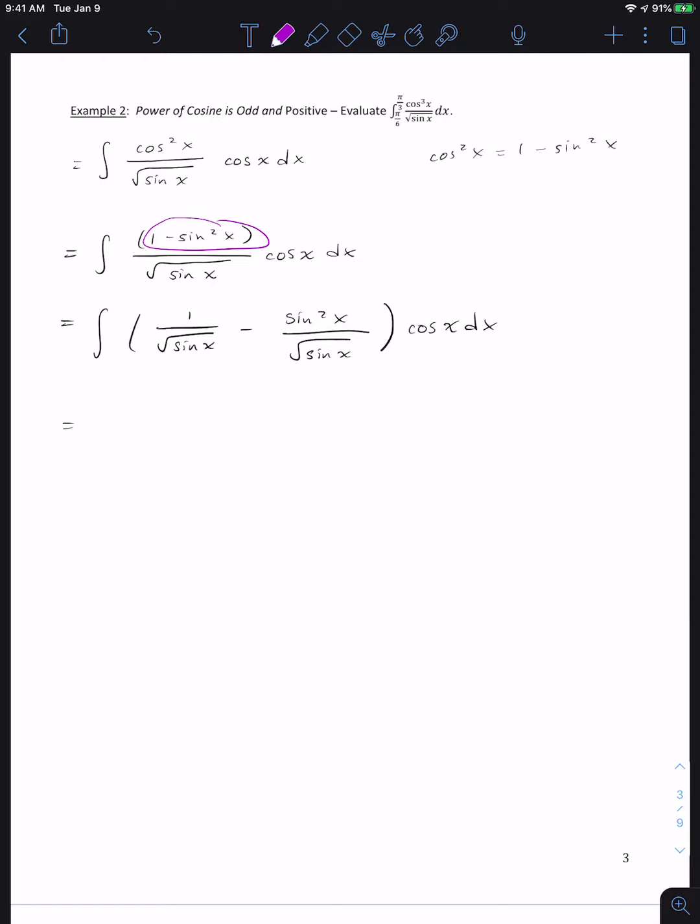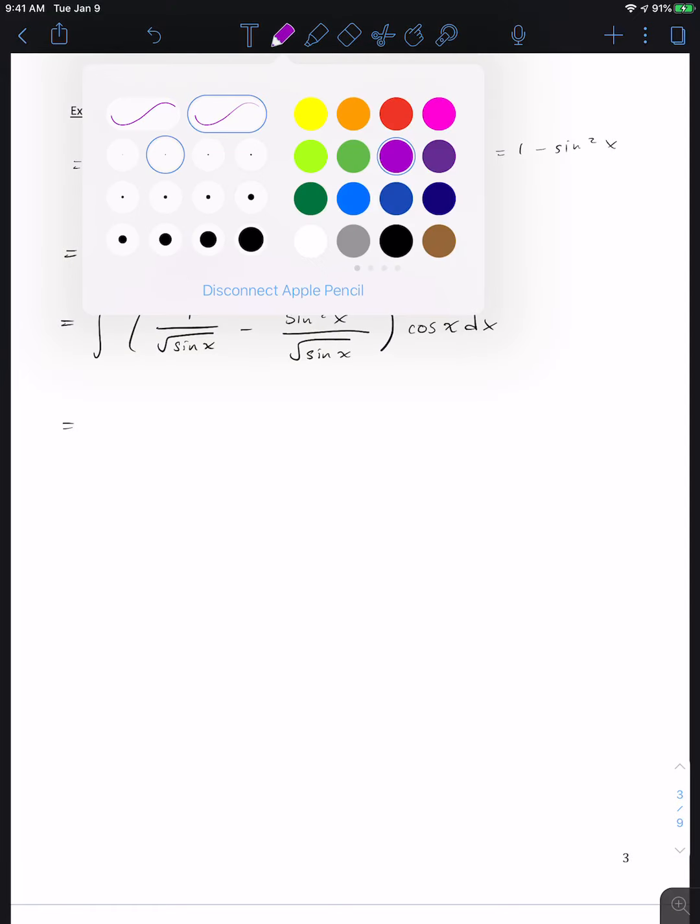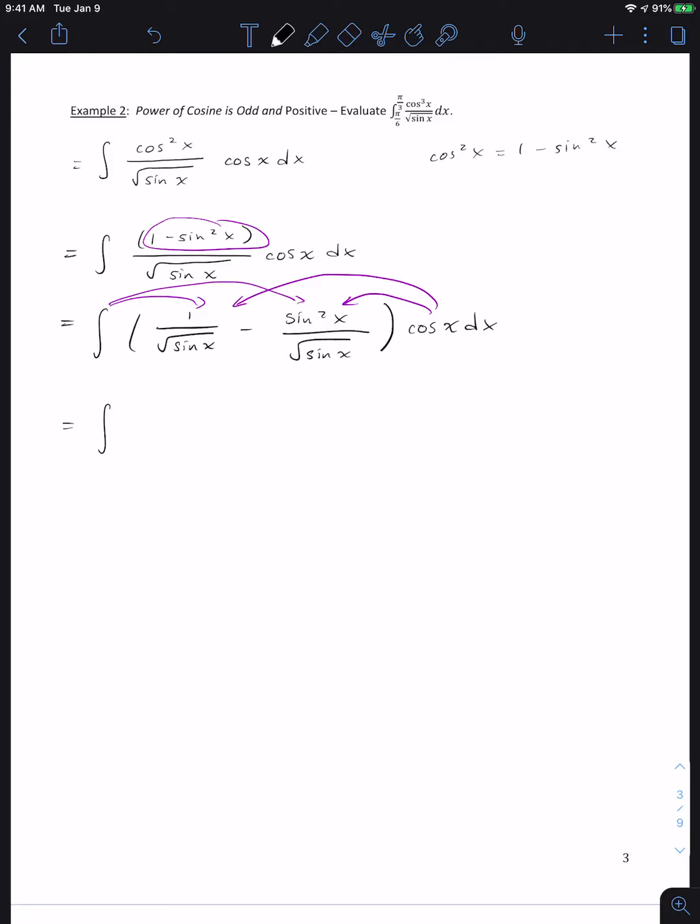Now in this next step, I'm going to distribute the integral sign as well as the cosine x dx in one step, so that I don't have to write it twice. So this looks like the integral of 1 over the square root of sine x, times cosine x dx, minus sine squared x over sine x to the 1/2.